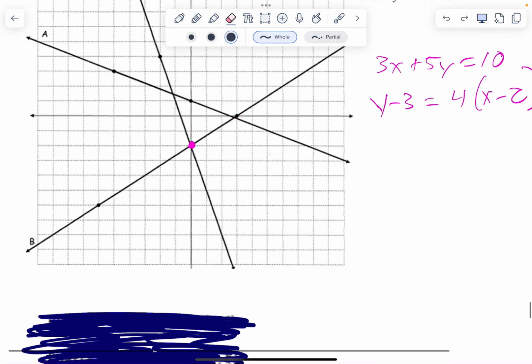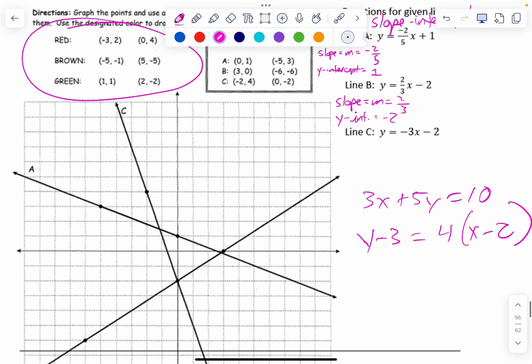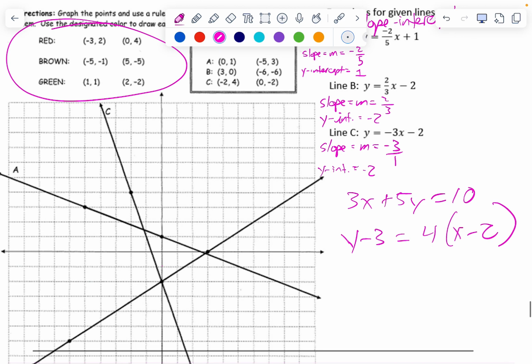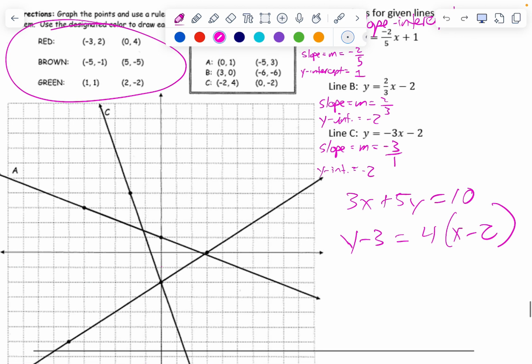Okay, next. And there is a reason I'm specifically calling out each slope from each of these. What is the slope of line C? Down 3, right 1. Okay. Yeah, we could write it as negative 3 over 1, and then it's down 3, right 1. Okay, and then, of course, our y-intercept is what? Negative 2 again. Okay, so that's why we have 2 lines crossing there, because they both have a y-intercept of negative 2. Yep. All right.